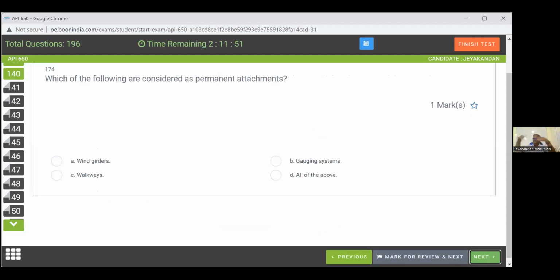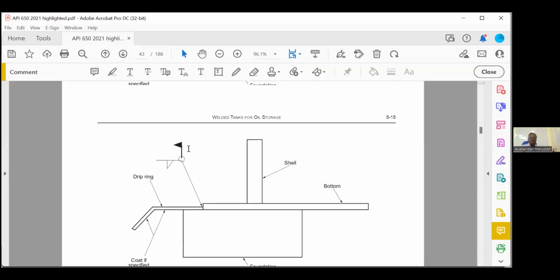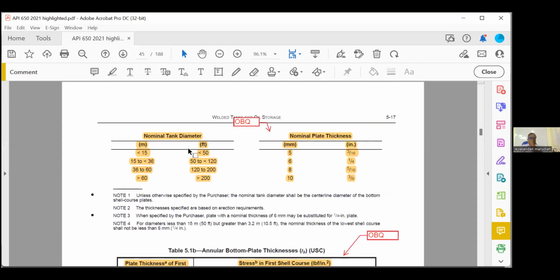Which of the following are considered permanent attachments? Wind girders, all of the above. These are all considered as permanent attachments. Generally it will be a closed book question. There is a permanent attachment.